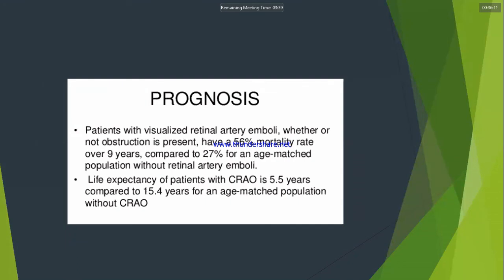And the prognosis of these emboli: there is a 56% mortality rate over 9 years compared to 27% in age-matched populations without central retinal artery emboli. So life expectancy of a patient with CRAO is 5.5 years compared to 15.4 years in age-matched populations without CRAO. So these are the different studies done to see the prognosis of the disease.